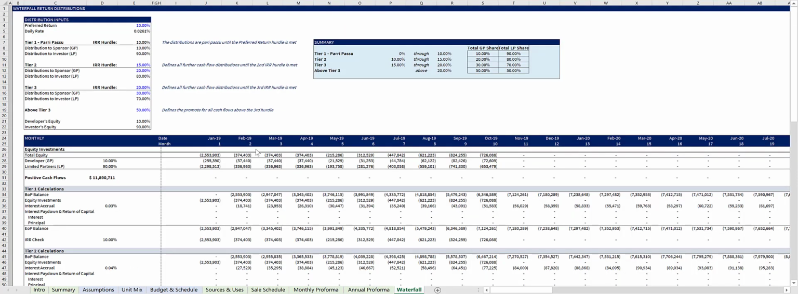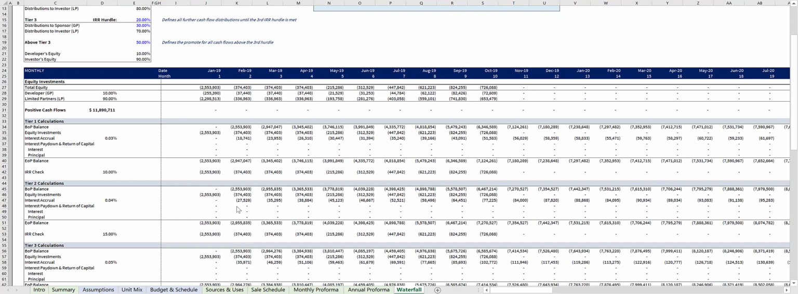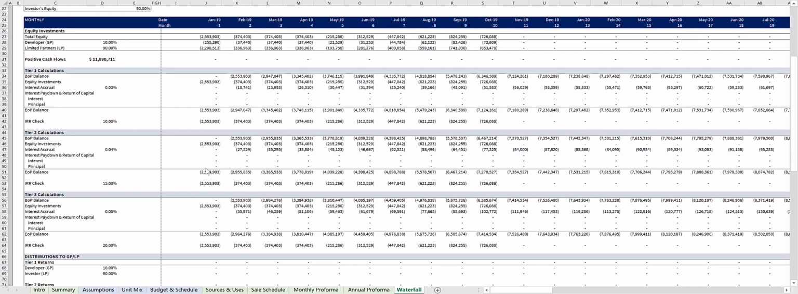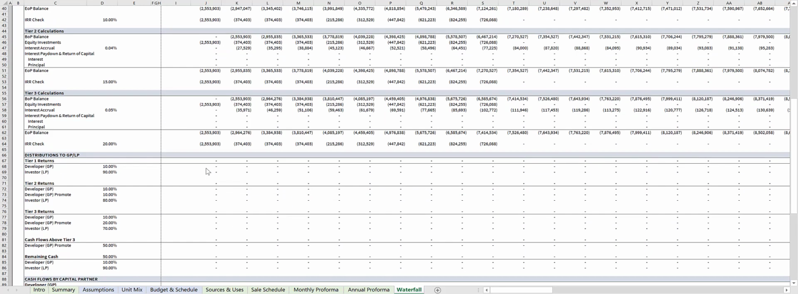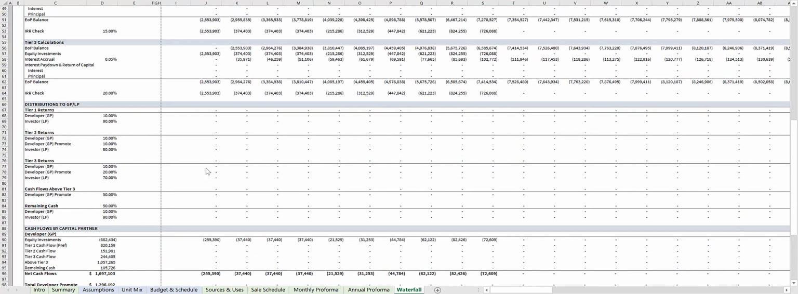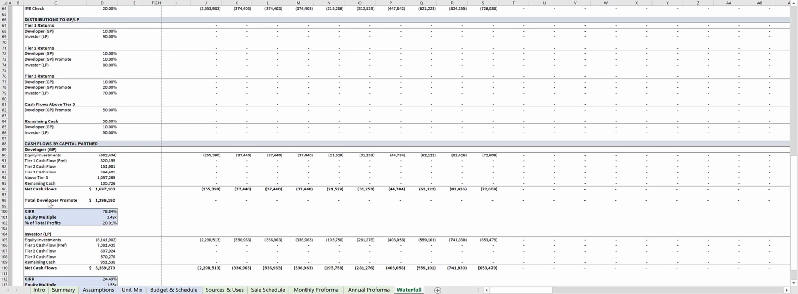Finally, the Waterfall tab is a 4-tier IRR-based waterfall. Returns are calculated on a deal level basis and cross-checked, and then distributed to the partners. Also, the sponsor's promote is broken out separately to determine how much of the sponsor's whole dollar profits come from the promote itself. And you can find that down here at the bottom under cash flows by capital partner.